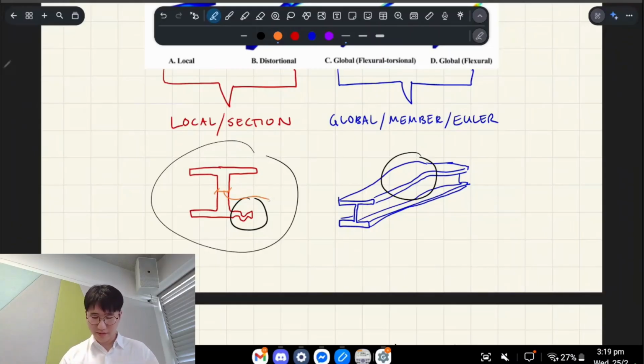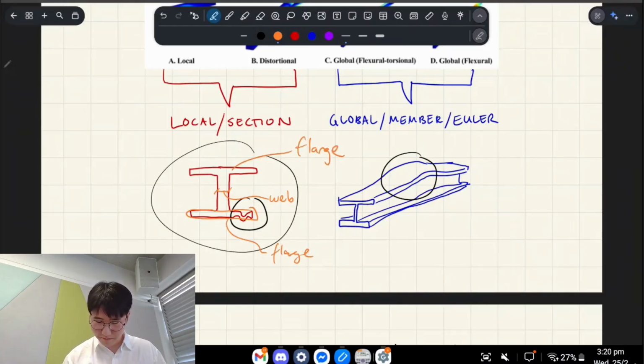So that's the web, because the width is the thin one, right? But this whole thing here is a flange, and that's a flange, right? Because the width is bigger for a flange, right? So that's the width of your web, that's the width of your flange. You get what I'm saying?